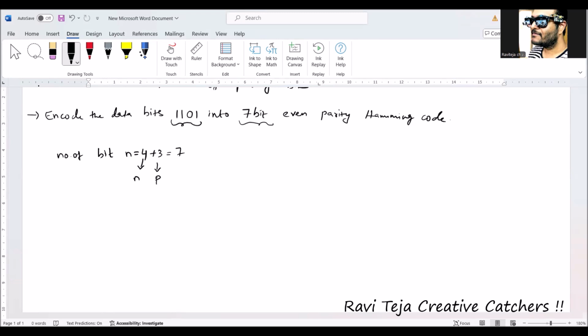Suppose they have not given this particular 7-bit. So how to find it? We need to follow the 2 power k concept. What is the condition using the Hamming technique? 2 power k greater than or equal to n plus k plus 1. Let's consider k equal to 1. So 2 power 1 greater than or equal to 4 plus 1 plus 1. So 2 is greater than or equal to 6, which is a false condition.